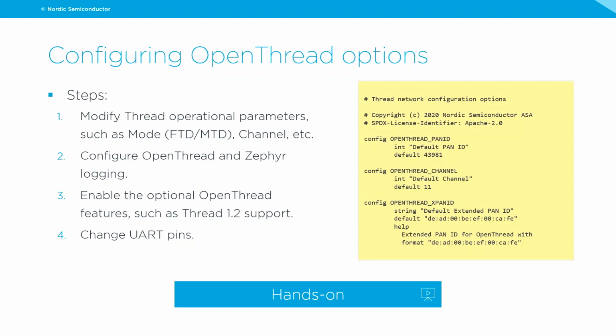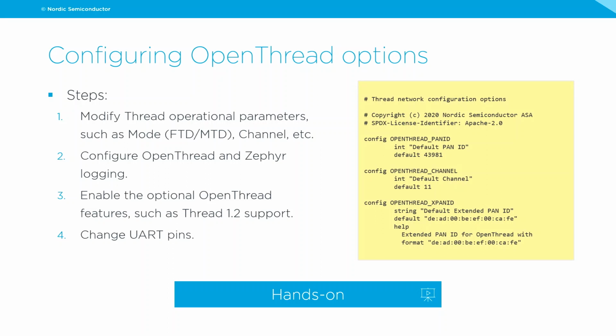Once you get started with developing your Thread application in nRF Connect SDK, you will see that there's a lot of different ways to change configuration parameters. Primarily these are Kconfigs and devicetree. In this part I will show you how to modify Thread operational parameters like mode from full Thread device to minimal Thread device, channel and PAN ID, using tools like menuconfig and project config files. We will also show you how to do this in SEGGER Embedded Studio.